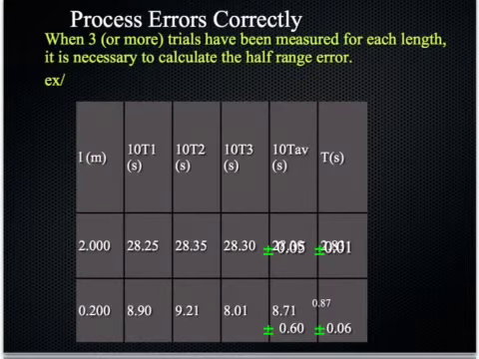Okay, so how to process errors correctly. Just to remind you, you need to have at least 3 trials for each length measured, if you're doing the simple pendulum one, for example. And then use those 3 trial measurements to find an average and the half-range error as well as the final period.